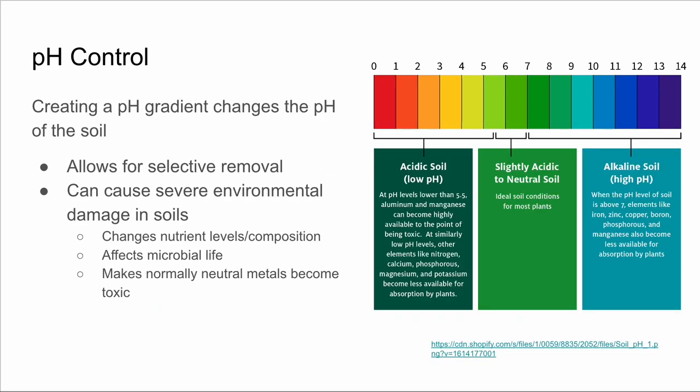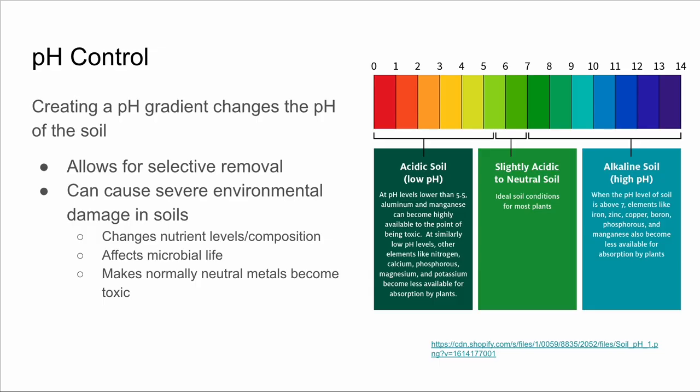And then pH control is a good thing and a bad thing. The good part with pH control is it allows for selective removal because different metals are soluble at different pHs. So you can adjust the cathodes and the anodes accordingly to remove the metal you want to remove.